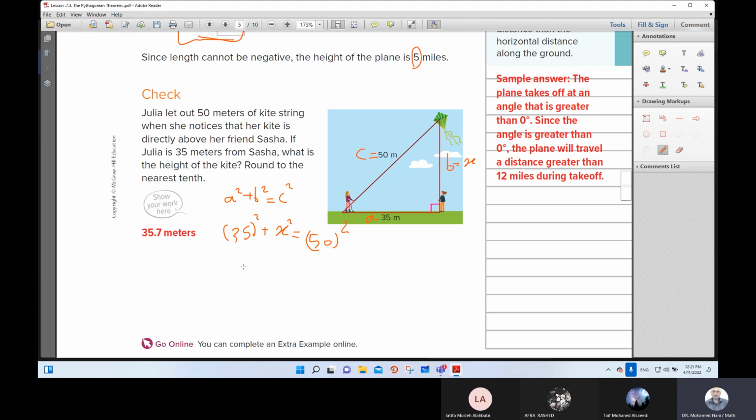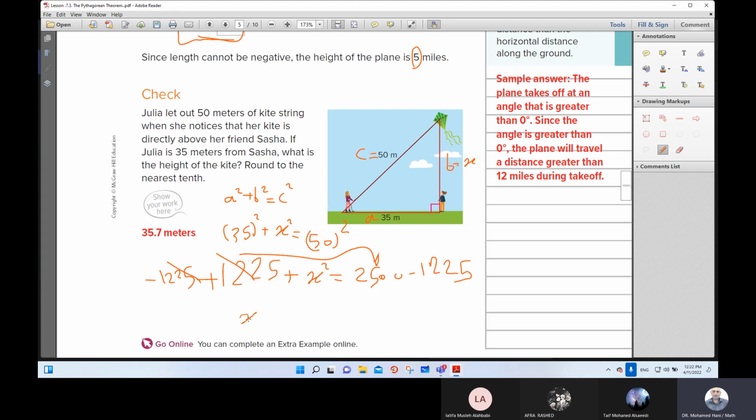Now 35 squared means 35 times 35, which will be 1,225, plus x squared equals 50 times 50, which will be 2,500. Then we can remove this value here to find the value of x. So we can subtract 1,225 from this side, and here we can subtract the same number. Negative 1,225 and plus 1,225 will be 0.